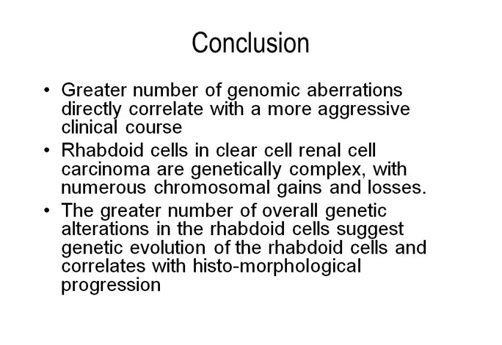So we see that there are greater number of alterations, and just by looking at the number of alterations, one can use that to differentiate these rhabdoid and clear cell population within the tumor. And they are more genetically complex, we learned, and we saw that there were numerous chromosomal gains and losses. And overall genetic alterations in rhabdoid cells suggest that this evolves out of the clear cell, and it's a histomorphologic progression. So that was our conclusion of this paper, and as I said, it's available in Human Pathology this month.